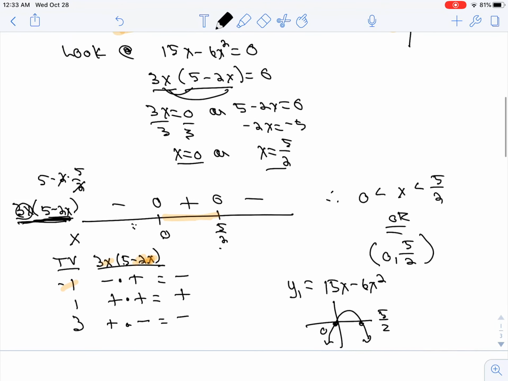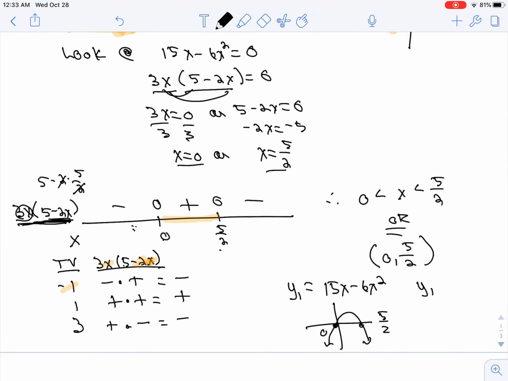And just like before, we're looking for where that y sub 1, where the 15x minus 6x squared, is greater than 0. So where is y sub 1 greater than 0? Where are the y values greater than 0? Well, right here. So we can again confirm the x values on that section are the x values from 0 to 5 halves.